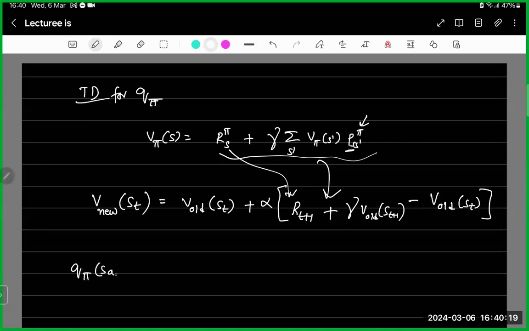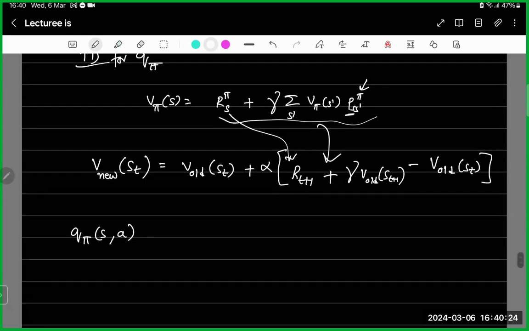What will be Q pi of S comma A? Can you write Q pi of S comma A again in terms of Q pi of S dash, A dash? So what is the definition of Q pi of S comma A? First maybe we'll write in V pi, then we'll write that V pi again into Q pi. Which is equal to R(S,A) plus gamma times sum over S dash of V pi of S dash into P(A, S, S dash). Correct?